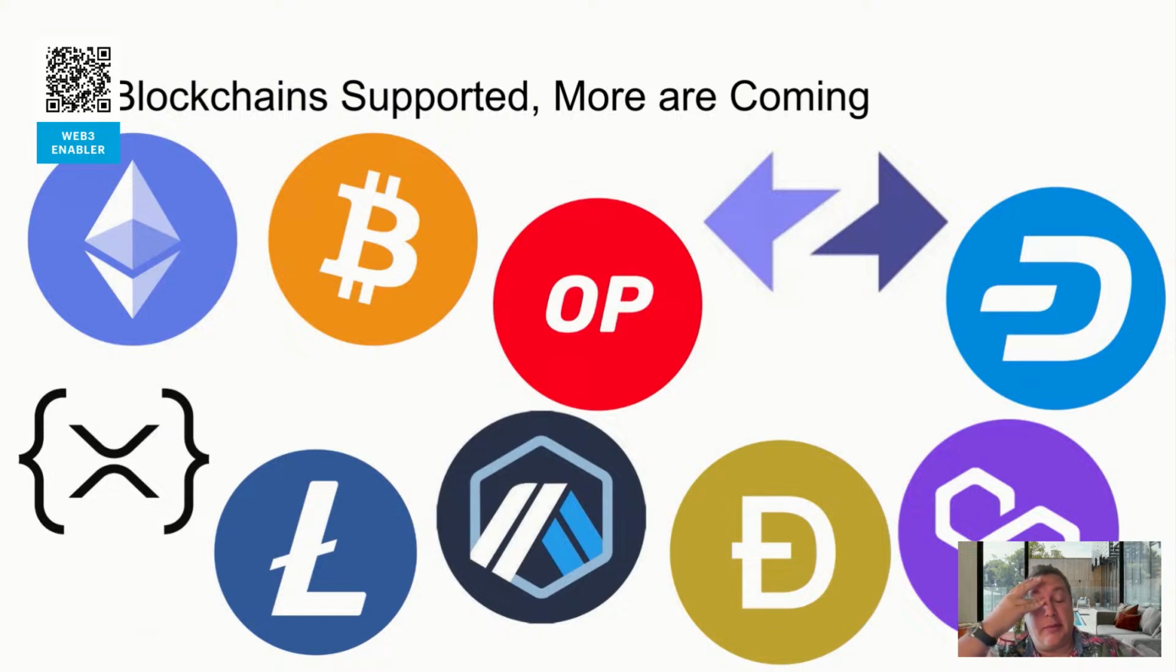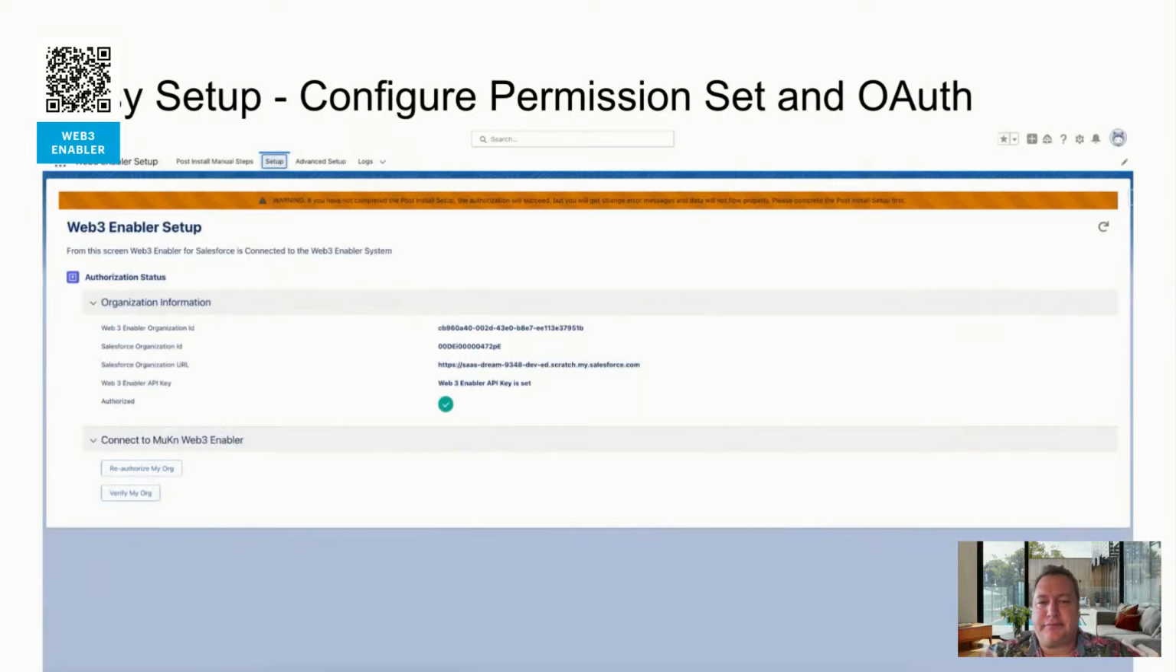We currently support 10 blockchains. We have more coming. We have another release due up later this week and next week. And we are constantly adding more Ethereum L2s as well as other chains. We're very big on Ethereum. We're very big on the Bitcoin family. We're very big on XRP, and we are excited to have Tron coming in the next few weeks.